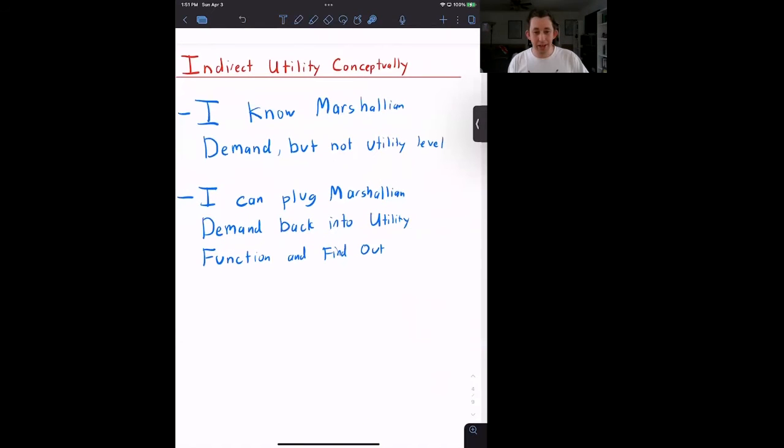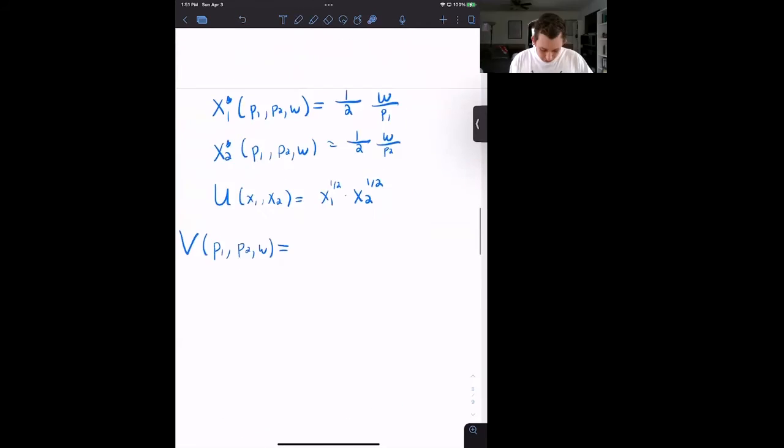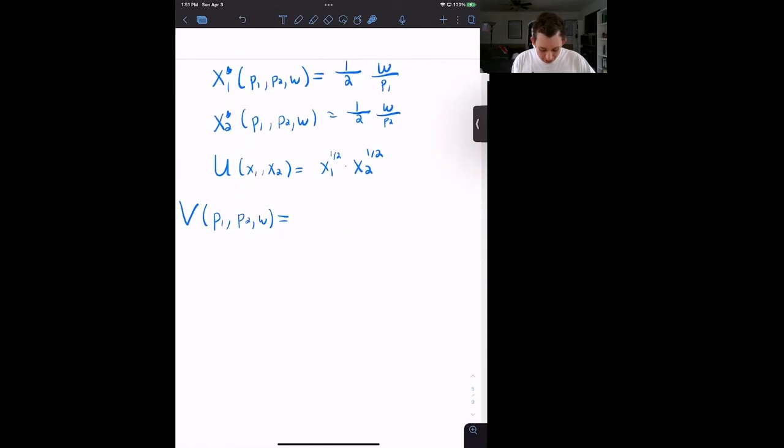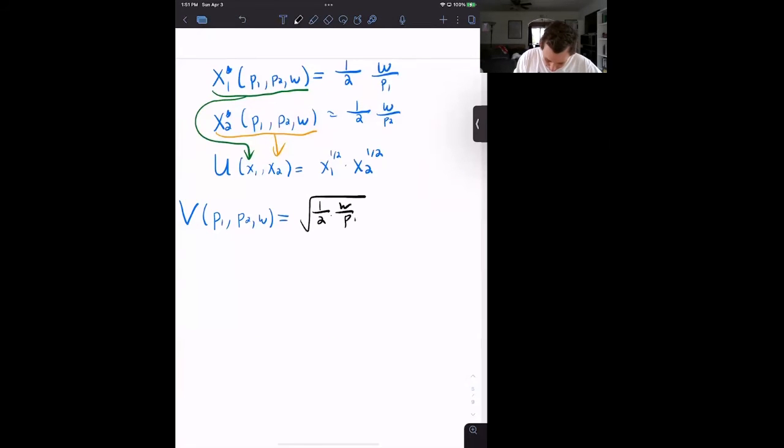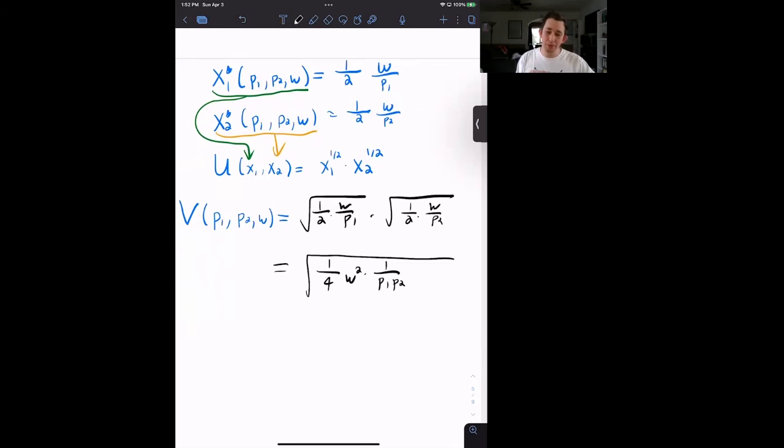So the problem is, I know Marshallian demand, but not the utility level. Well, if I have the Marshallian demand, I can plug that back into the utility function and get the overall utility that I get when I solve this optimization problem. That concept is what we call indirect utility, because it is measuring utility using the Marshallian demand, but not explicitly. So if I have this Marshallian demand, which we just saw, and I have this utility function, all I am going to do is take this Marshallian demand for good 1 and plug it in here, and take this Marshallian demand for good 2 and plug it in here. All that is going to be is the square root of 1/2 times W over P1 times the square root of 1/2 times W over P2. I'm not going to simplify this too much, I'm just going to keep it as is. So this is 1/4 times W squared times 1 over P1 P2. You can separate it more if you would like and simplify, but that's where I'm going to leave it for now.